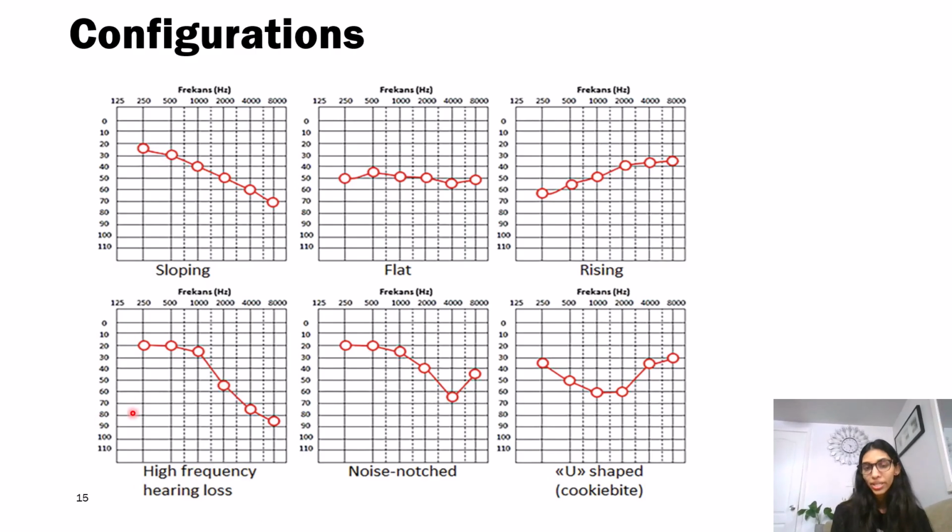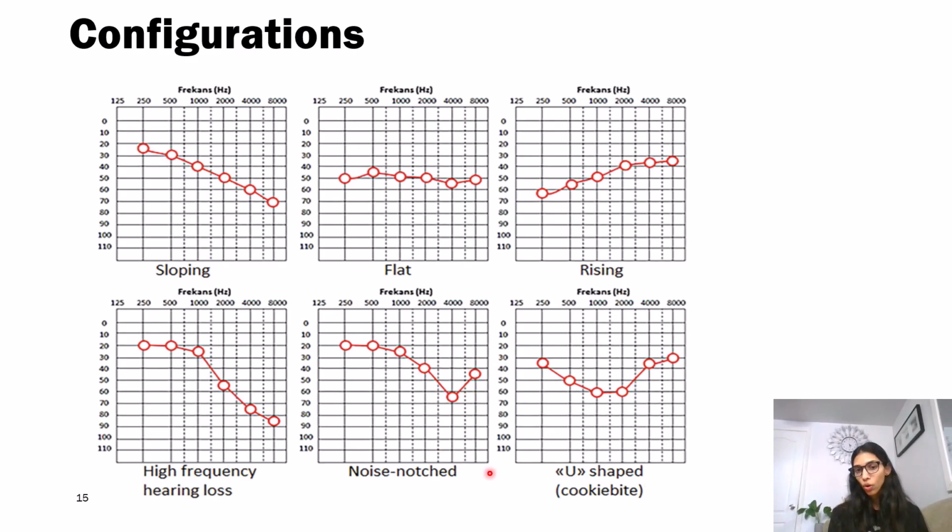That is precipitously sloping. Then we have a rising pattern. That is again similar to sloping, but the low frequency will be more affected than the high frequency. So as you move from low to high frequency, there will be up to 5 dB difference between each, but it is improving. And then we have the U-shaped or cookie bite pattern. In this, mid frequencies will be more affected than the extremes, that is the low frequency or the high frequency. And we have inverted U, which is the exact opposite of this, where the mid frequencies would be better than the extremes.